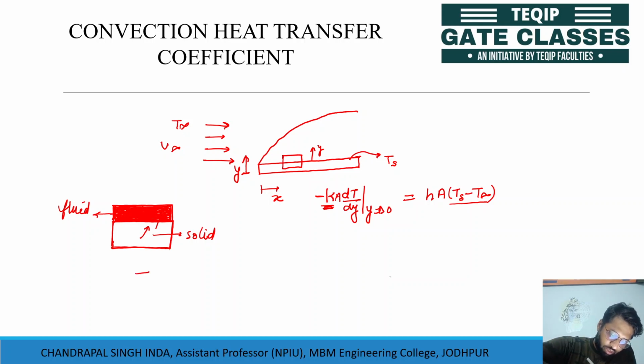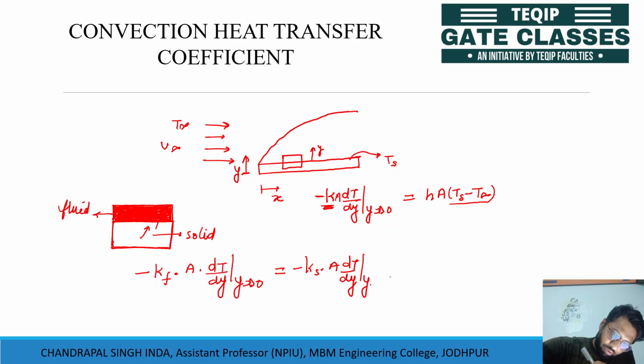So we can say this is equal to minus kf, where kf represents the fluid conductivity, times the surface area A times dT by dy at the interface, y equal to 0, which is equal to minus k of solid times area times dT by dy at y equal to 0 for the solid. The first is for the fluid. The areas are equal, so we can say the heat flux at the interface in the solid and the fluid are equal.